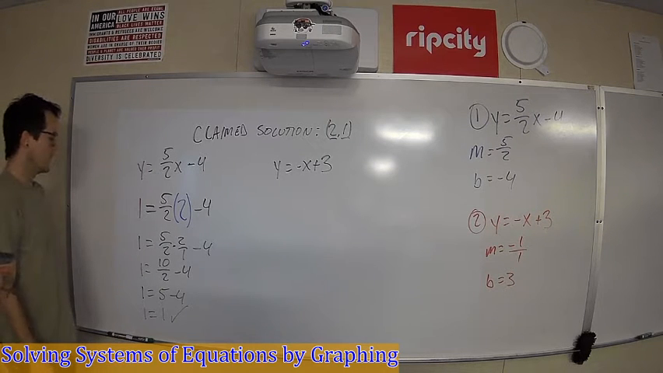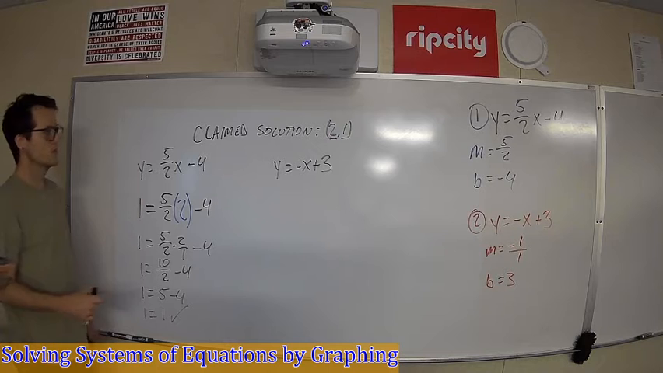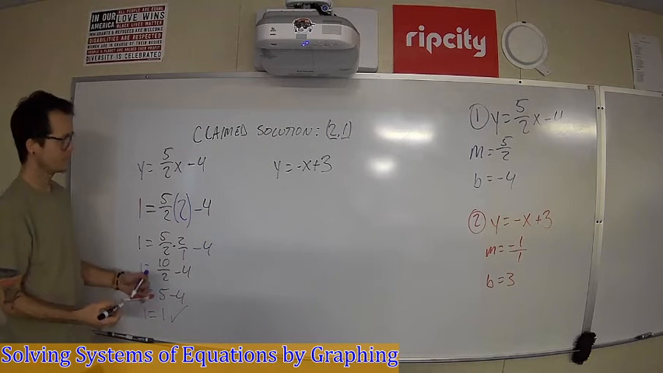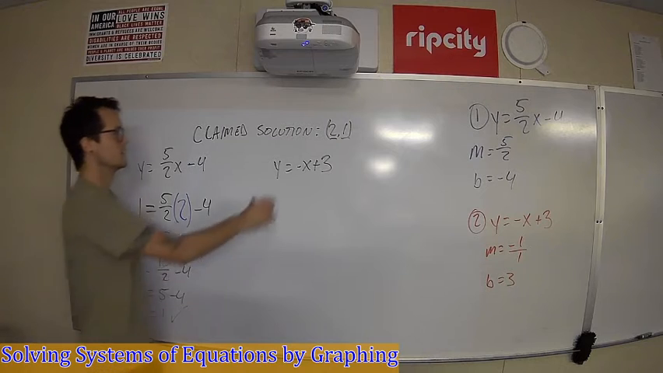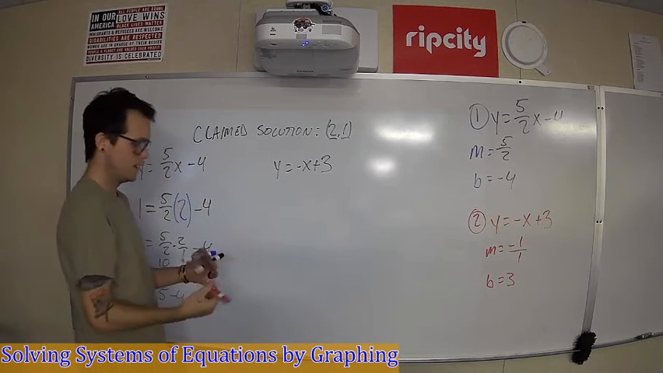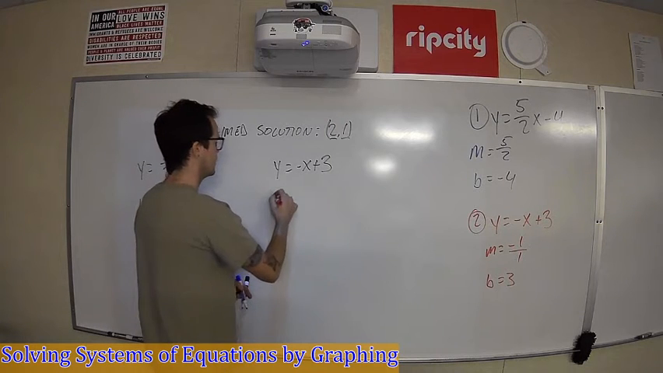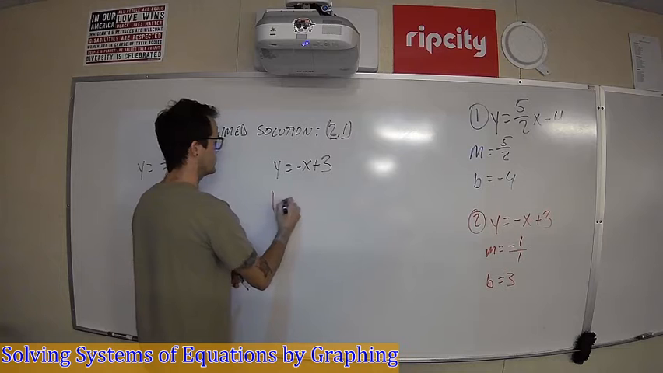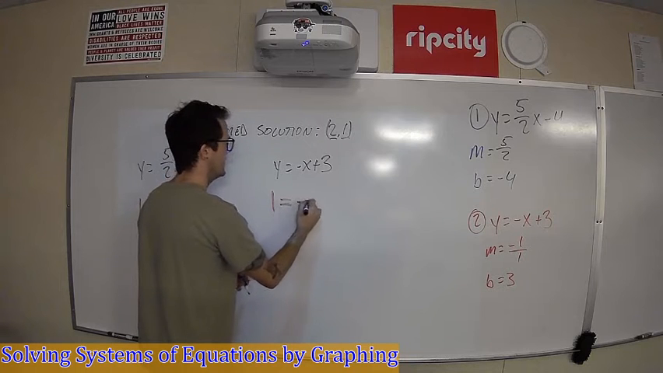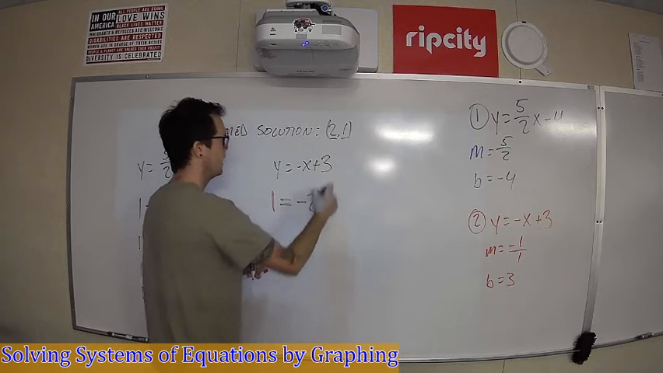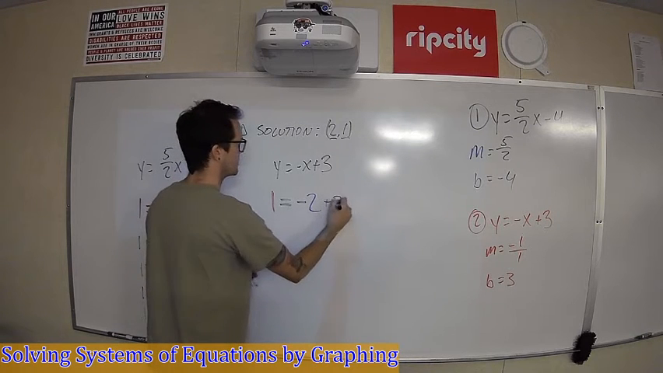Now, in order to say that it's a solution to the system, we also have to show that it's true for our second equation. So I'm going to do the same thing. I'm going to substitute the 2 in for x, the 1 in for y. And let's see what we learn here. So y is 1, and that equals negative x. In this case, that's a 2. And then the plus 3 stays a plus 3.